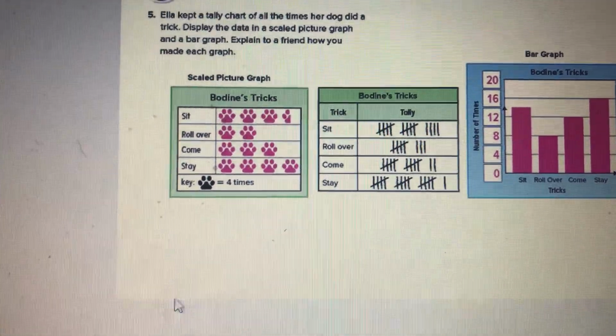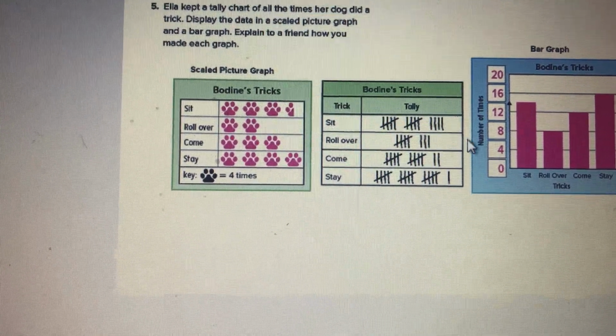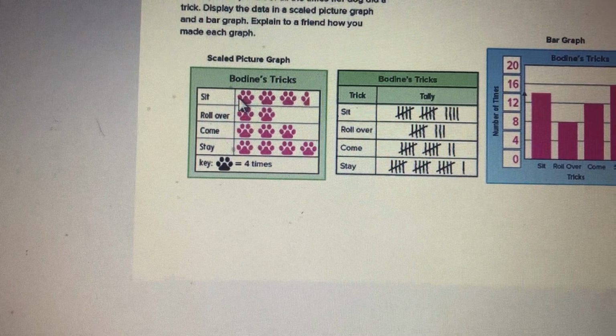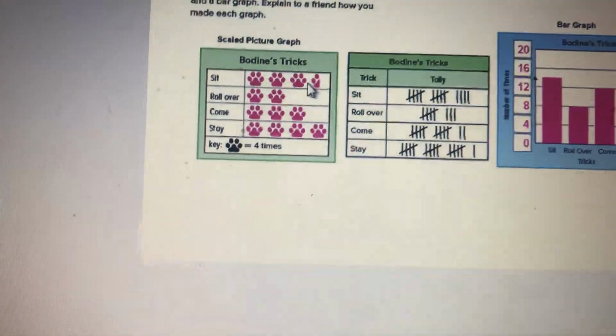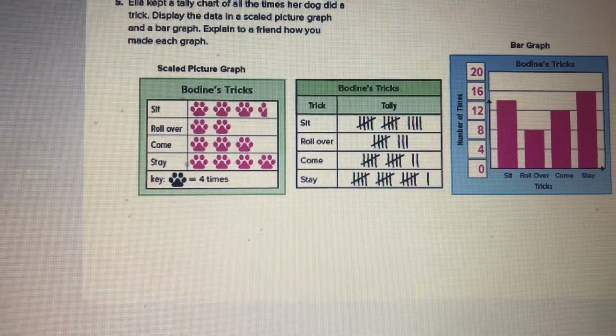All this information from here. Sit, you can see it's 5, 10, 11, 12, 13, 14. Look at there, right there. Okay, sit. Each one of these represents 4, so 4, 8, 12, and a half of a 1. Half of a paw would be a 14, okay? This one probably took you some time to do.